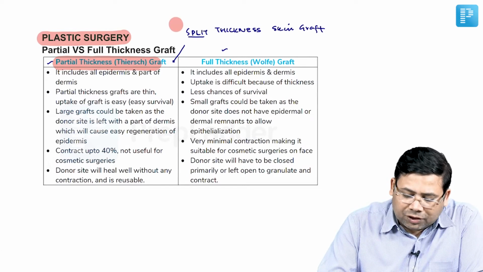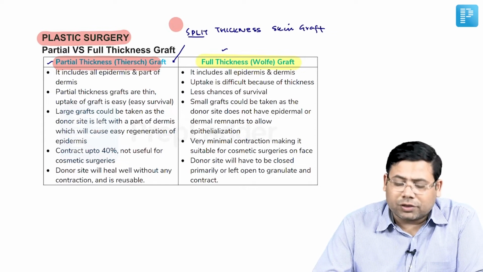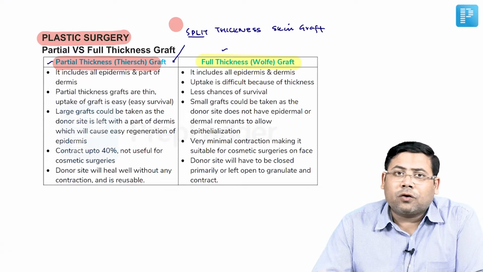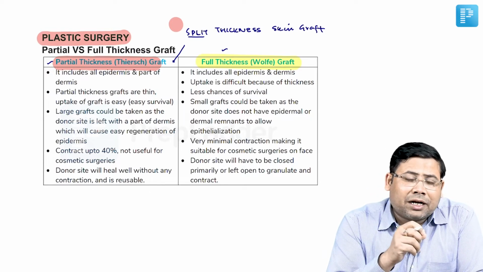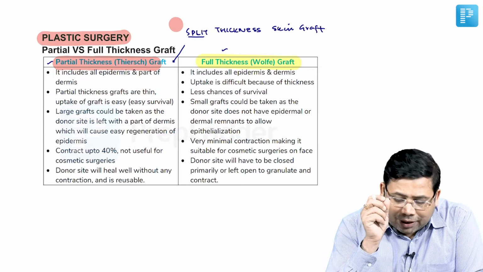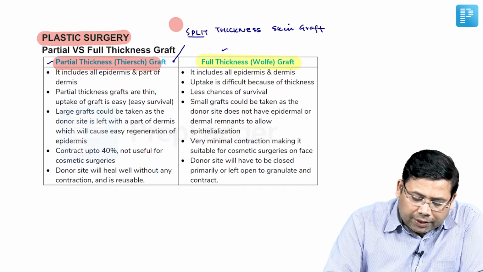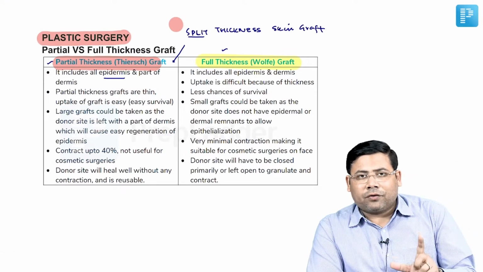Whereas in full thickness, which is also known as a Wolfe-Krause graft, you include the entire dermis. So this is the best graft, but the drawback is the limited availability. So if you see, it includes epidermis and a part of dermis.